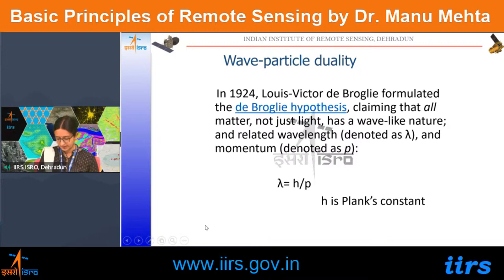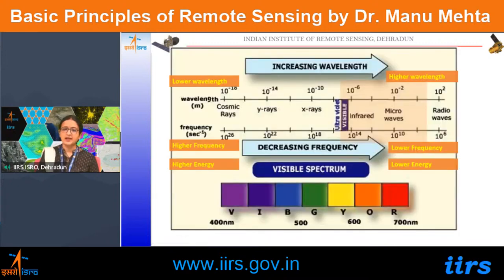With this, we understand the basic terms associated with EMR, that is electromagnetic radiation. Now coming to the electromagnetic spectrum. Because your remote sensing instrument will be sensitive to a certain range of energies, it might not be sensing the entire spectrum. So we need to understand how the electromagnetic spectrum is put up.